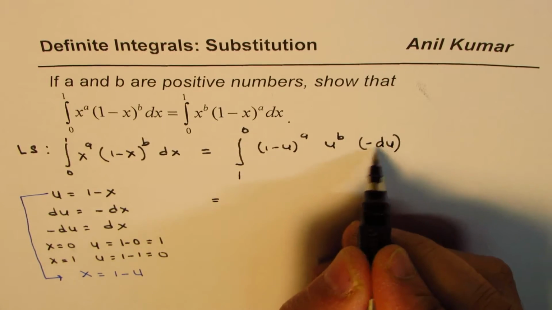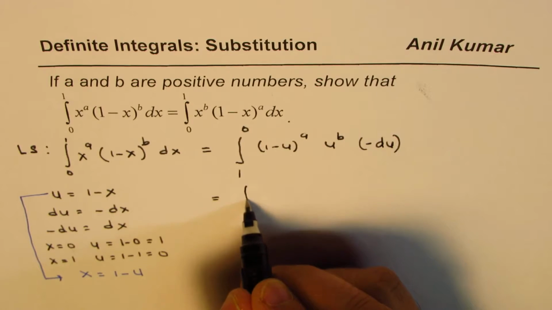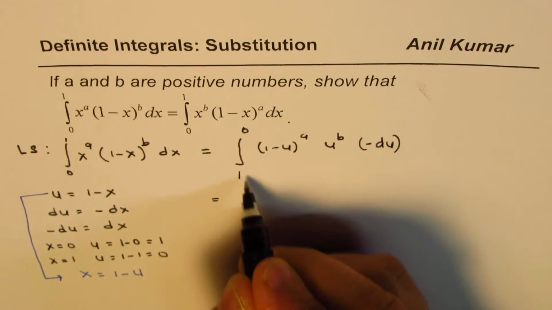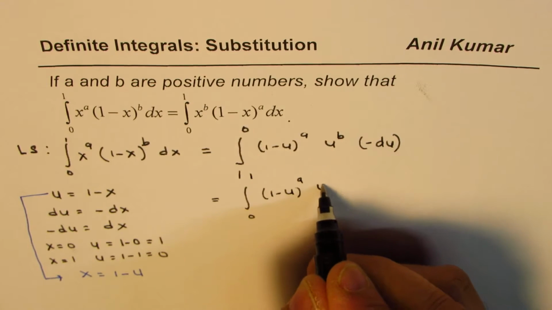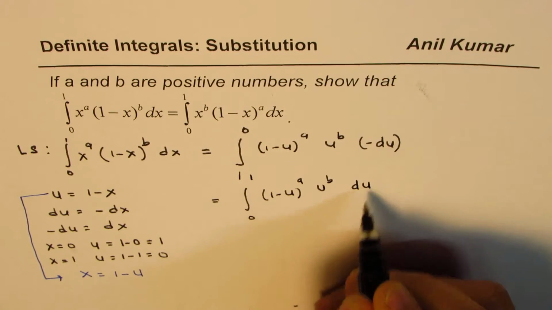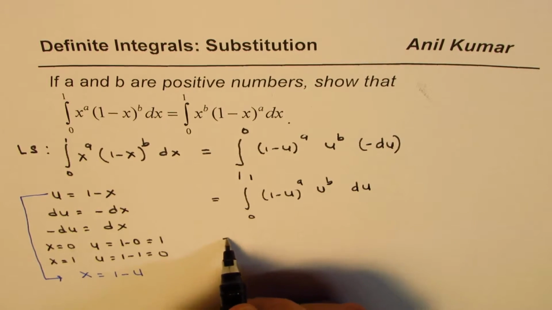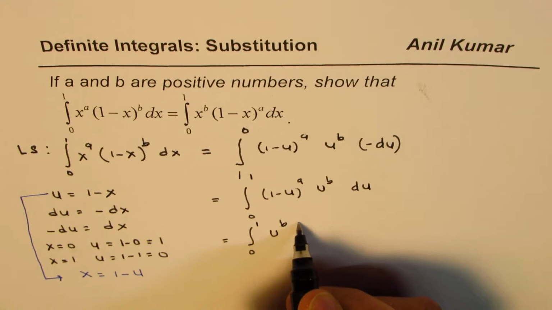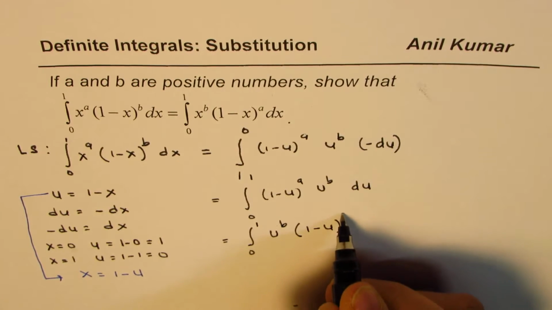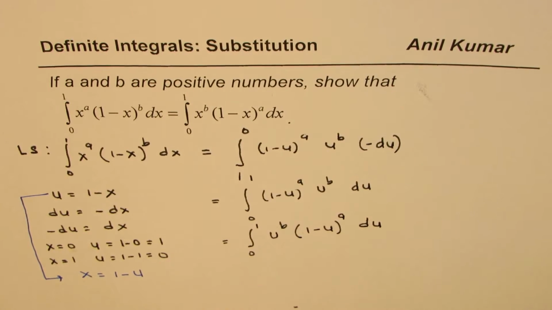Now this minus du will change the interval. So we could make it positive, 0 to 1, and what we get here is 1 minus u to the power of a and u to the power of b du. We can rearrange this and write this as from 0 to 1 u to the power of b times 1 minus u to the power of a du.